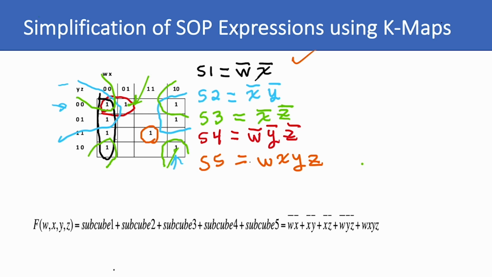Okay, then the reduced function is equal to subcube 1, which is this one up here, plus subcube 2, plus subcube 3, plus subcube 4, plus subcube 5. And that's equal to these product terms. W bar X bar plus X bar Z bar, Y bar plus X bar Z bar plus W bar Y bar Z bar plus WX YZ.